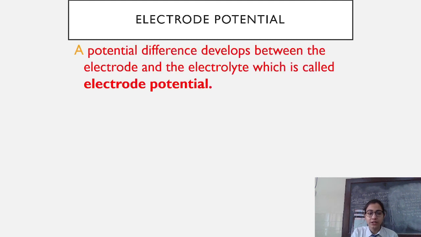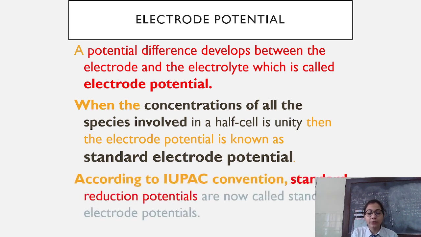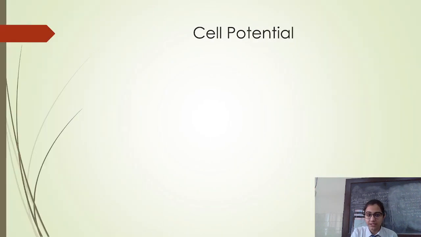Electrode potential. A potential difference develops between the electrode and the electrolyte, which is called electrode potential. According to the IUPAC convention, standard reduction potentials are now called standard electrode potentials.